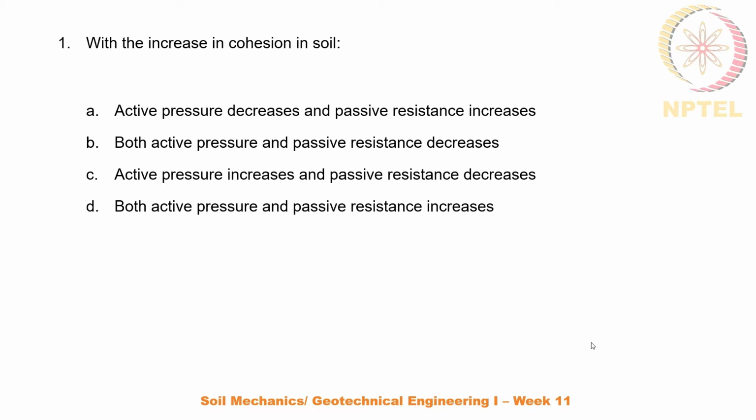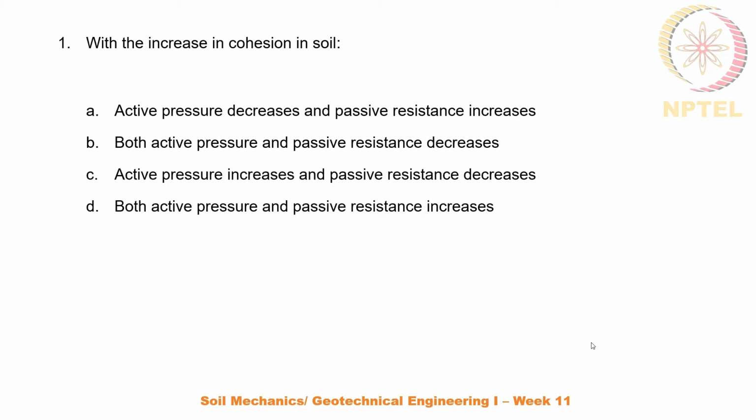With the increase in cohesion in soil: Option A, active pressure decreases and passive resistance increases. Option B, both active pressure and passive resistance decrease. Option C, active pressure increases and passive resistance decreases. Option D, both active pressure and passive resistance increase.